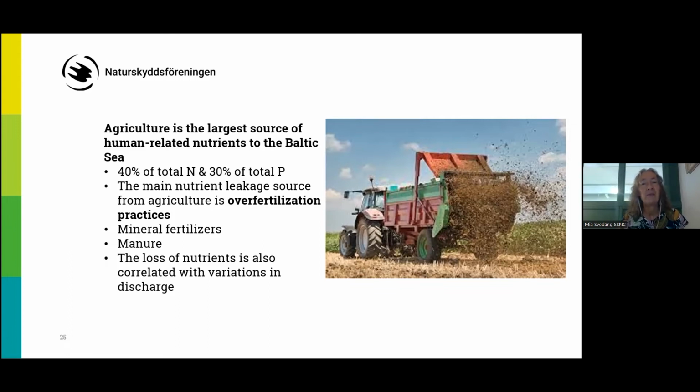The main nutrient leakage source from agriculture is over-fertilization practices. So we fertilize too much, and we can do that with mineral fertilizers or with manure. So both types of fertilization give us leakage of nitrogen and phosphorus. And of course, the loss of nutrients is also correlated with variations in discharge. So if it is raining a lot, nutrients will leak much more than if it's dry, but that's of course natural.